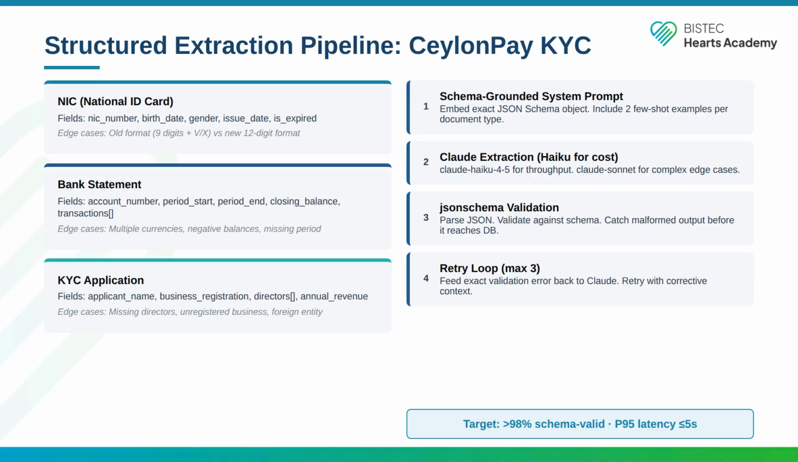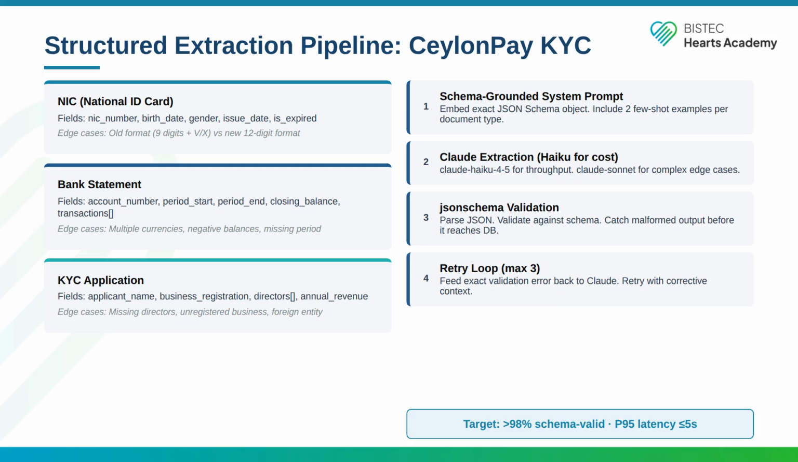For bank statement extraction, the fields include account number, period start, period end, closing balance, and a transactions array. Multi-currency statements and negative balances from overdraft accounts are the most common failure modes. The closing balance field must be typed as a signed number, not constrained to positive values. For KYC application extraction, the fields are applicant name, business registration, directors, and annual revenue. Missing directors is a valid case for sole proprietorships, so the directors array must allow null rather than being required.